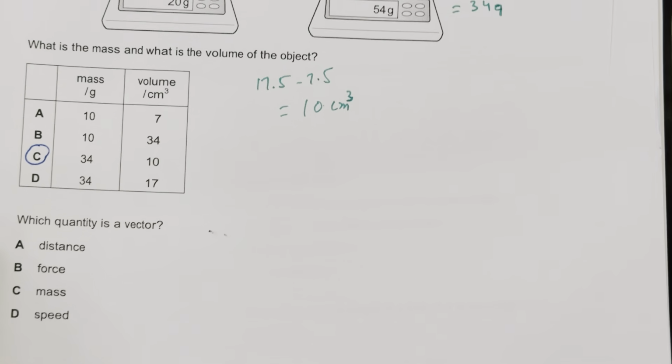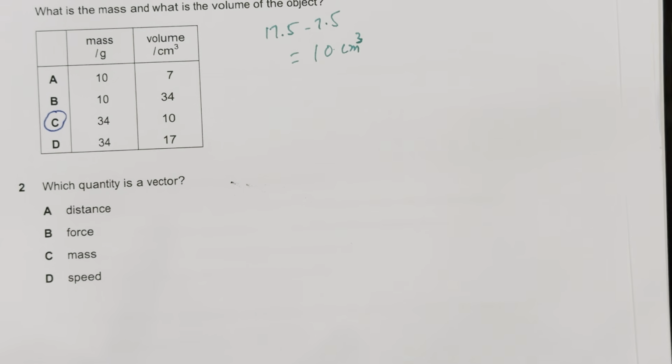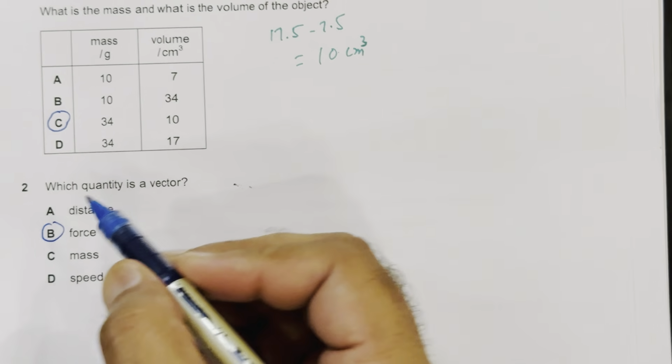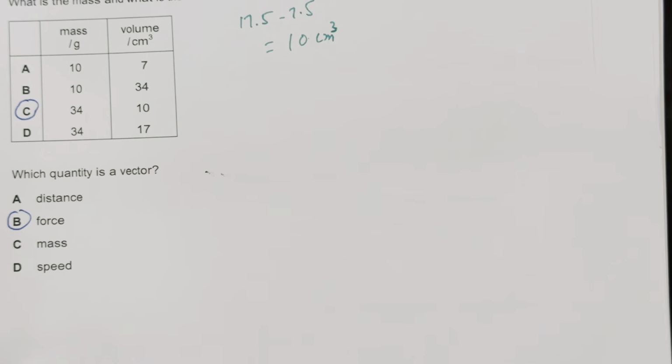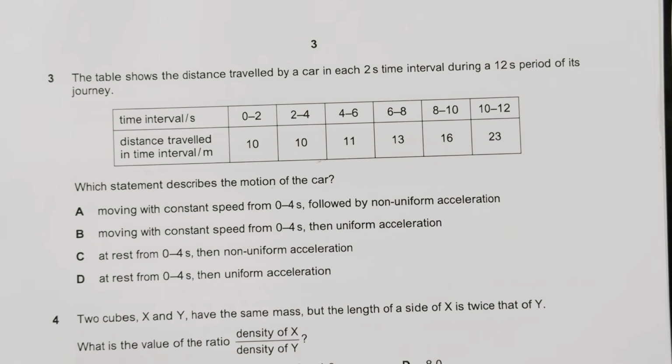Which quantity is a vector quantity? We know that distance is a scalar and force is a vector quantity. So option B is correct. Mass and speed are scalar quantities. Moving to question number 3.